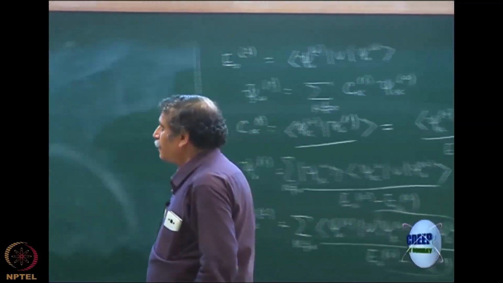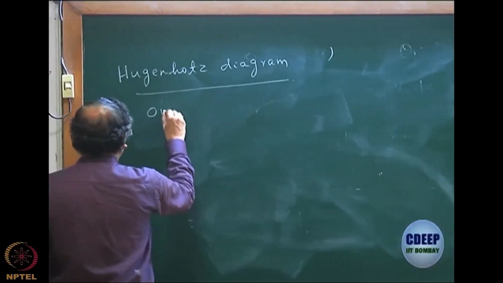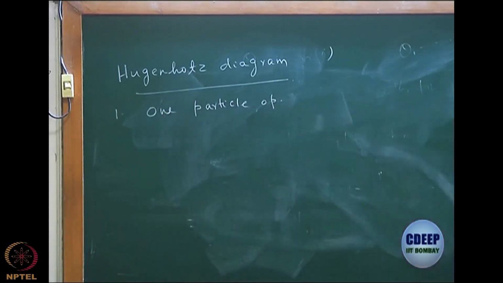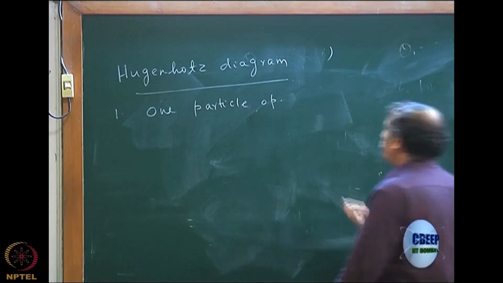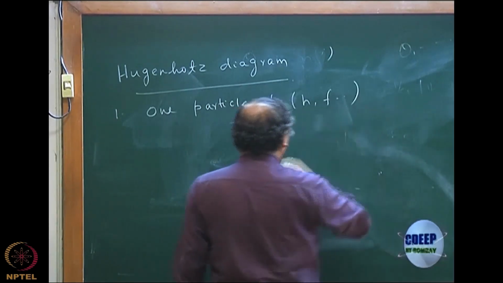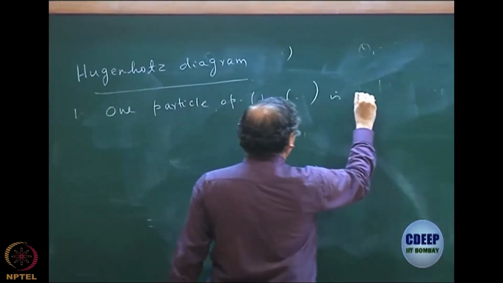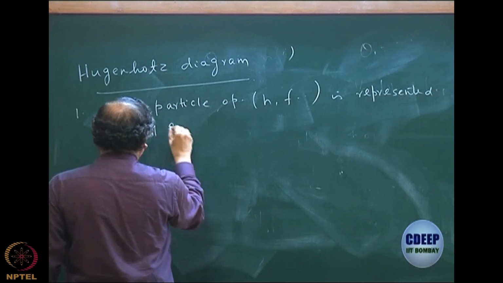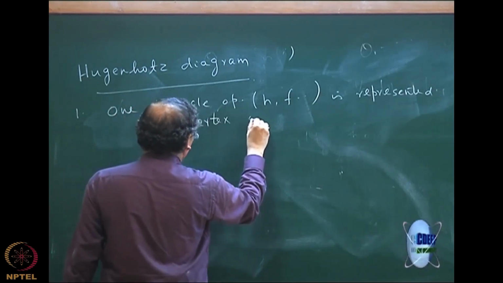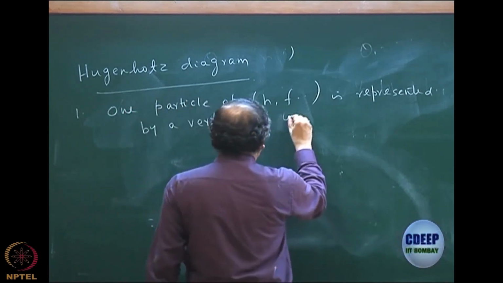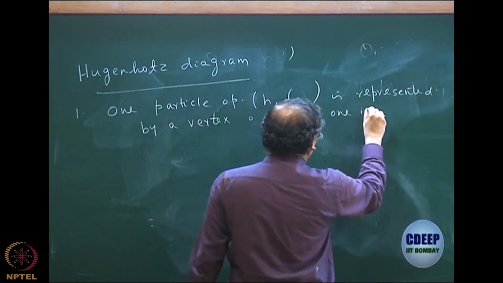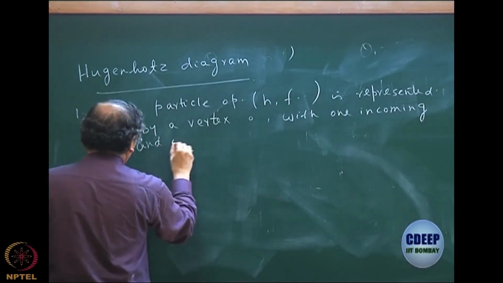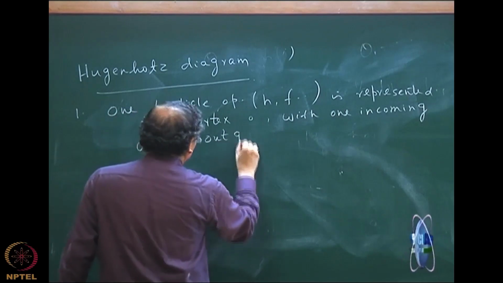The first rule is that every one particle operator, like H, F, whatever is there, is represented by a vertex, which I can just call a dot vertex, with one incoming and one outgoing line. In this case there is no one particle operator because you have only 1 by Rij.